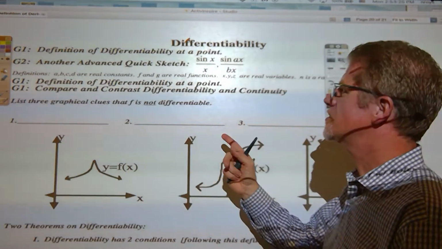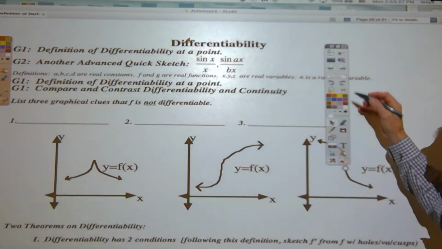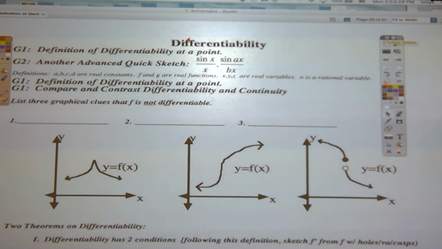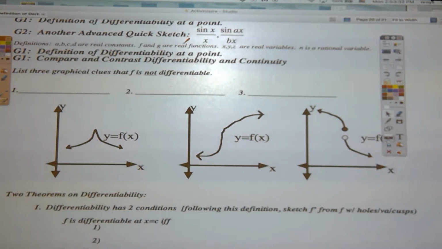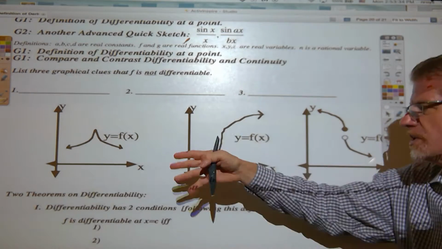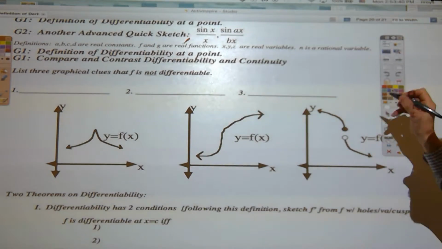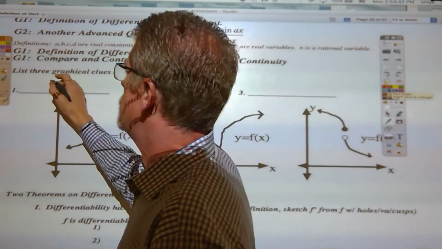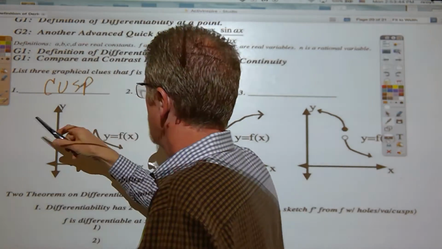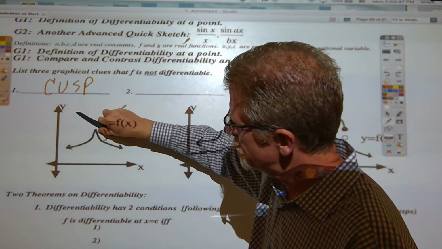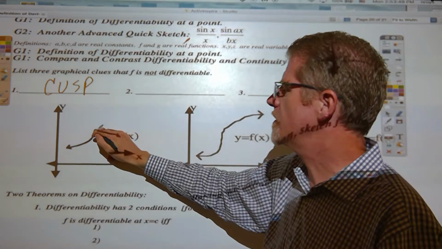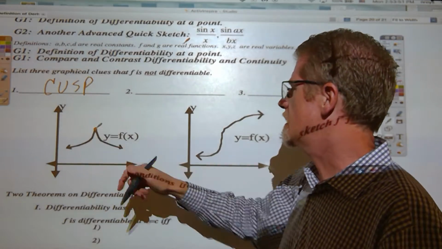Now let's find out what differentiability is. Differentiability is the ability to take a derivative. And I'll just tell you right up front, there are 3 times when you do not have differentiability. 3 graphical clues that a function is not differentiable. 1, if you have a cusp. You don't know where to put the tangent line at the cusp. So this function is not differentiable at the cusp.